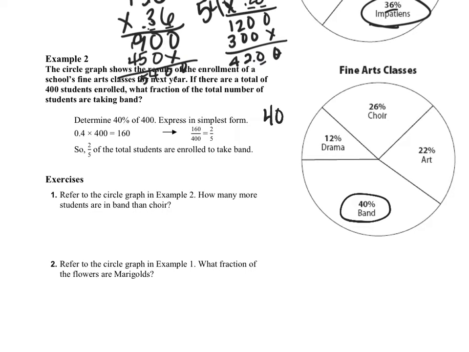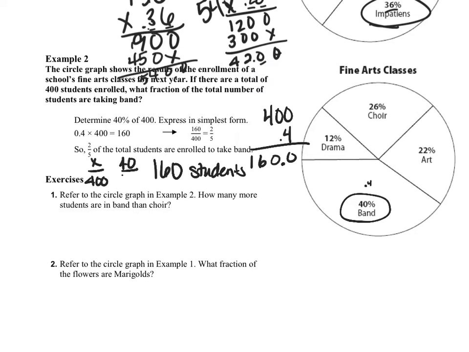400. So 400, and then I'm going to move this percent to a decimal, which is 0.4, right? Times 0.4. And I got 160. So 160 students are enrolled in band. Pretty simple, right? Could I do this as a percent proportion? Yes, I could have said x out of 400 equals 40 out of 100. Could I scale up? Yeah. Times what? 4. 40 times 4. So that might have been easier, actually.